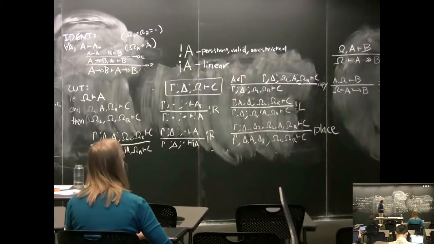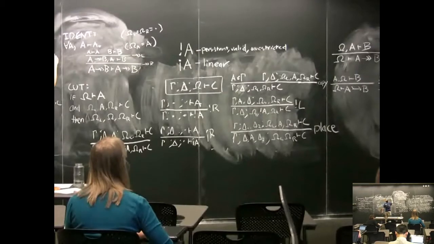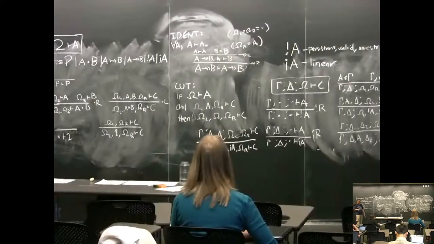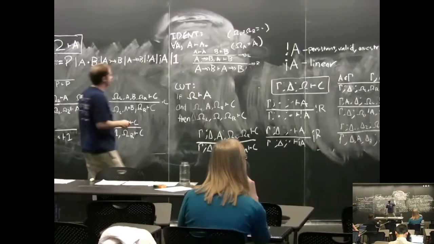So the connectives that we've considered are A, B, A, right implies B, bang A, and nab A. Those are going to be all the rules that I'm going to write out, but what are some other ones we could have defined? Oh, yeah, 1. Okay, that's good. Thanks.